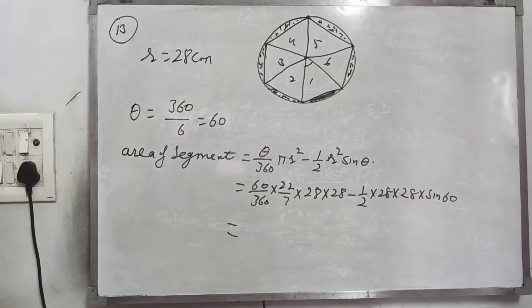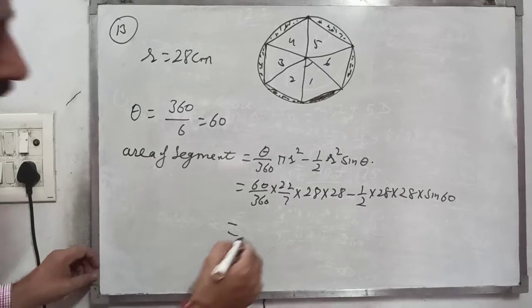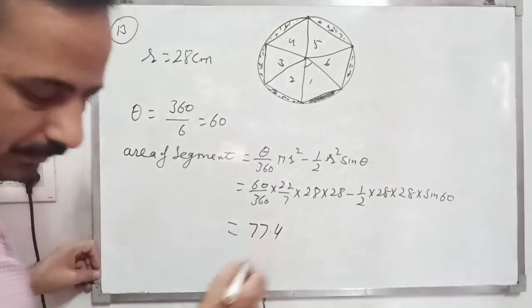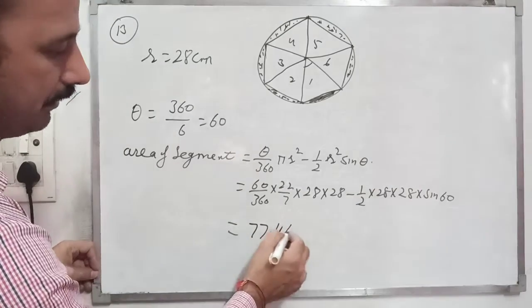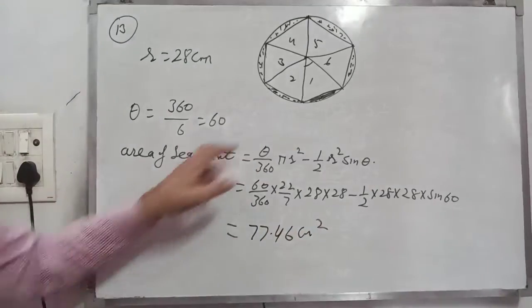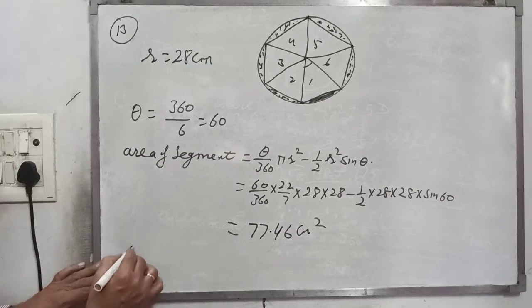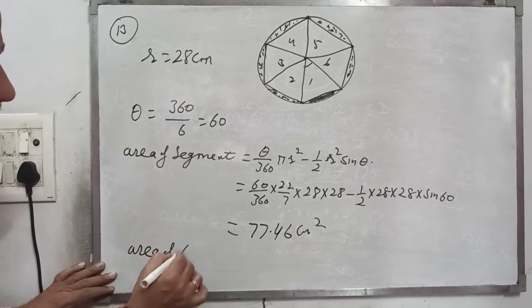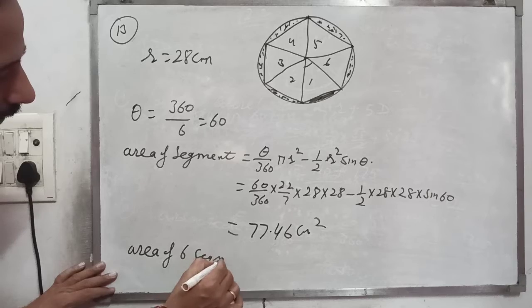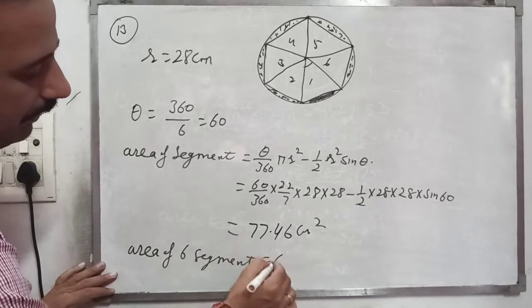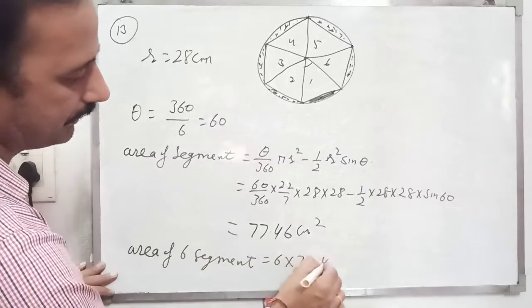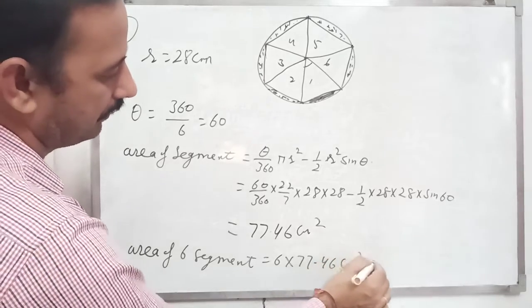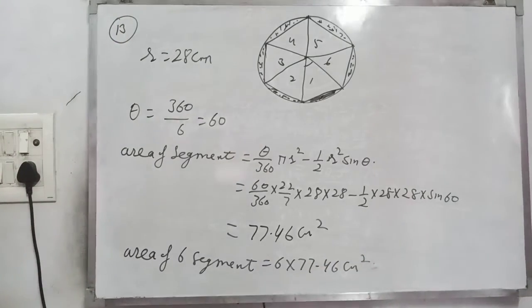So the area becomes 7.46 centimeter square. That is for one segment, but there are 6 segments. So we find the area for 6 segments. Okay, now we find the cost.